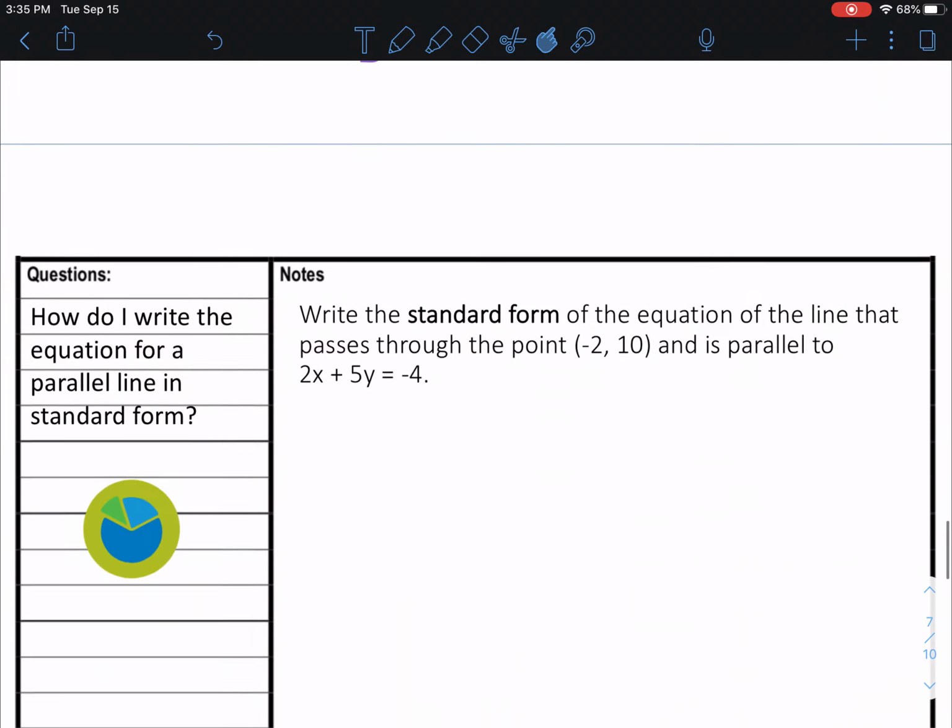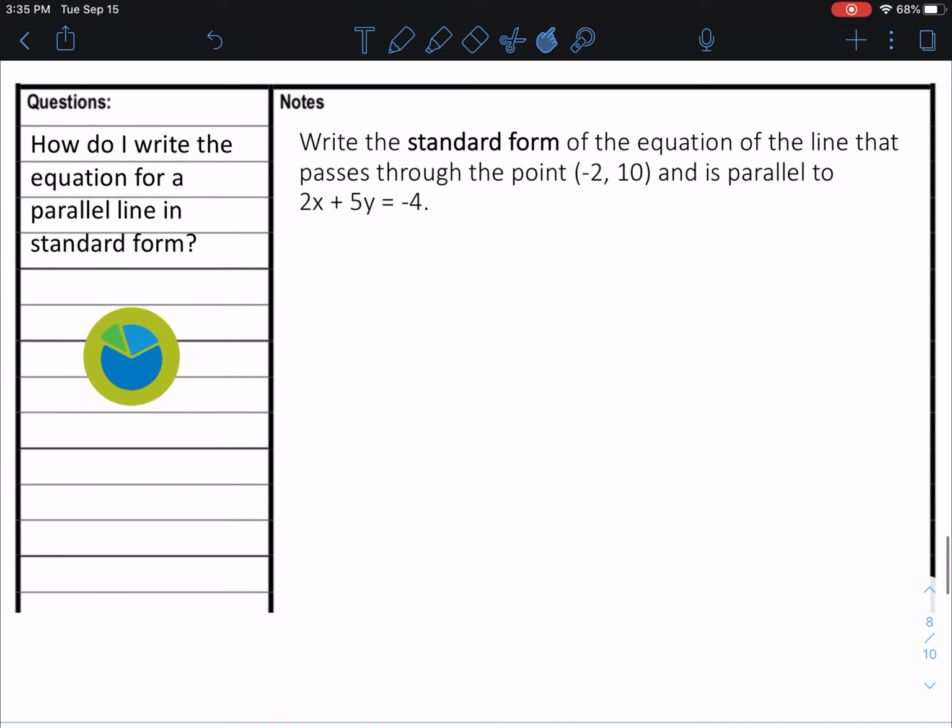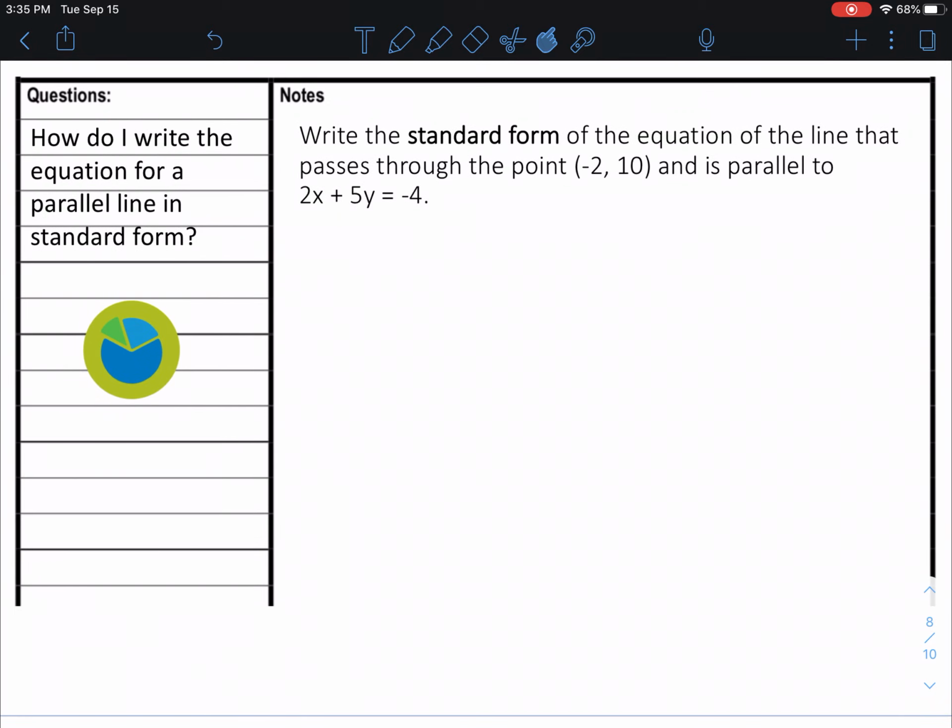Okay. And the shortcut is a little handy for when you're doing problems like this. So this says, write the standard form of the equation of the line that passes through the point negative 2, 10, and is parallel to this equation, 2x plus 5y equals negative 4.